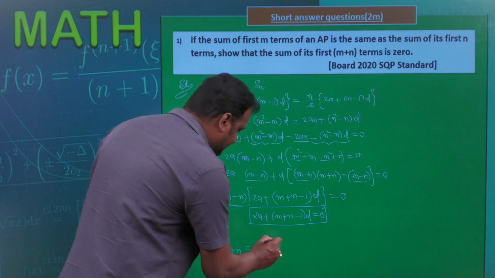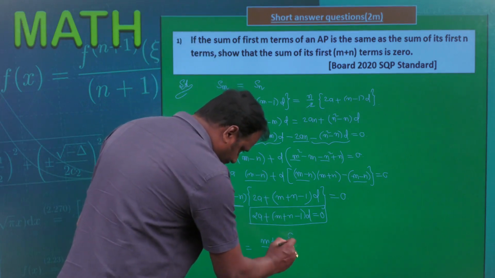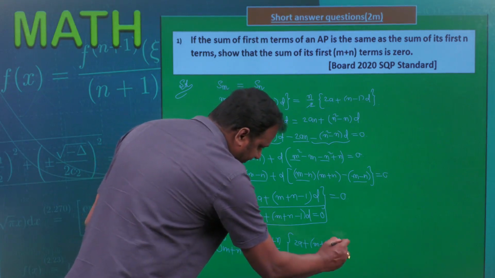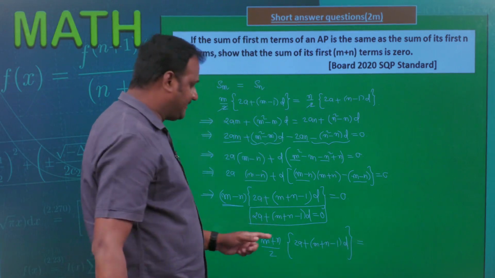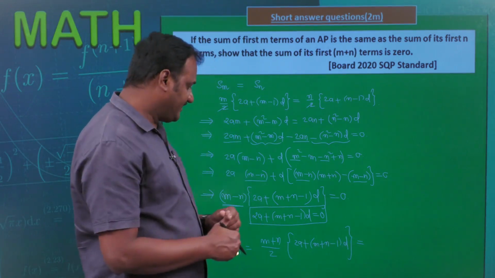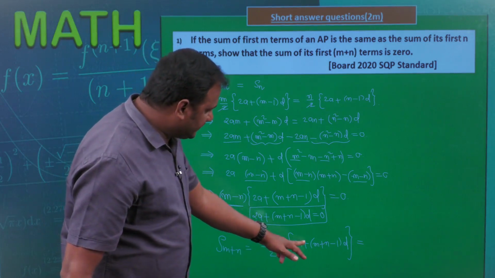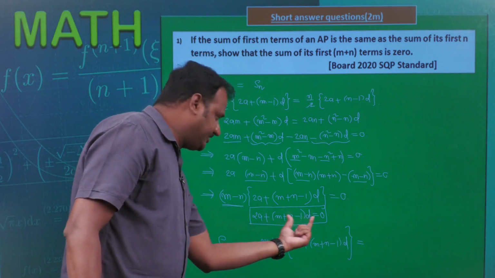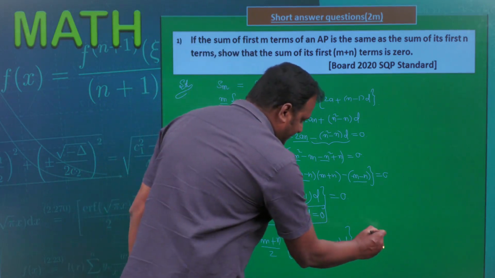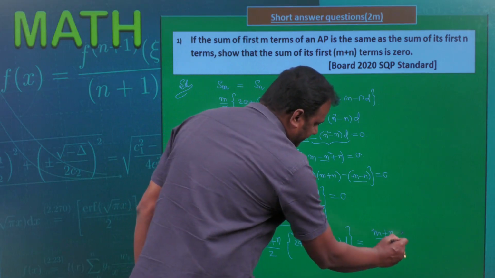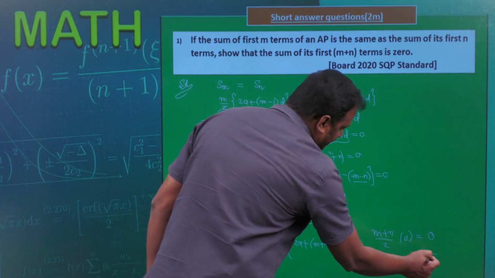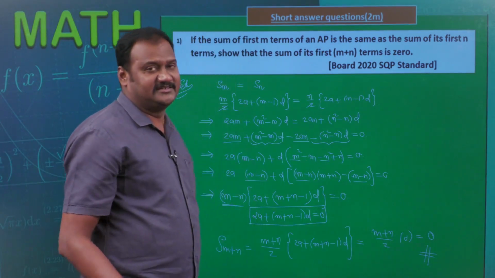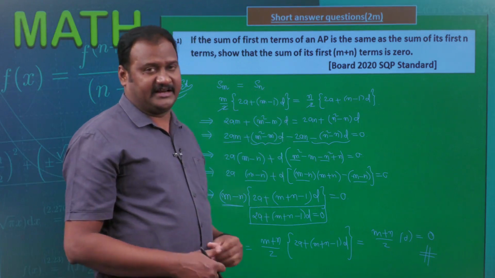So (m plus n)/2 into [2a plus (m plus n minus 1) into d]. This is exactly the sum of m plus n terms. But see here, just now we got the value of 2a plus (m plus n minus 1) into d. What is the value of this entire thing? It is going to be 0, right? So (m plus n)/2 into 0. Zero into anything is equal to 0. Therefore, the sum of the first m plus n terms of an arithmetic progression is 0. This way we can answer the problem.